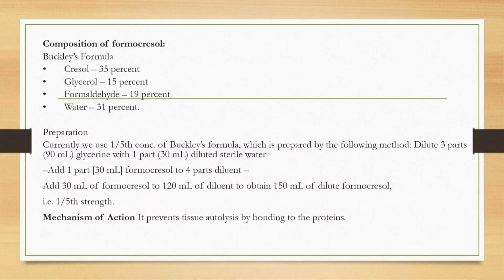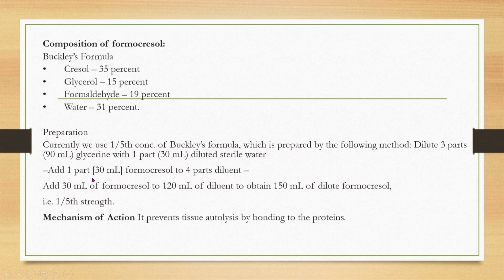Next thing is, what is the composition of formocresol? It is also known as Buckley's formula. The cresol is 35%, glycerol 15%, formaldehyde 19%, and water 31%. For its preparation, we use 1/5 concentration of Buckley's formula, which is prepared by the following method, that is, dilute 3 parts of glycerin and 1 part of water, that is 90 ml and 30 ml. This is 3 parts and this is 1 part.